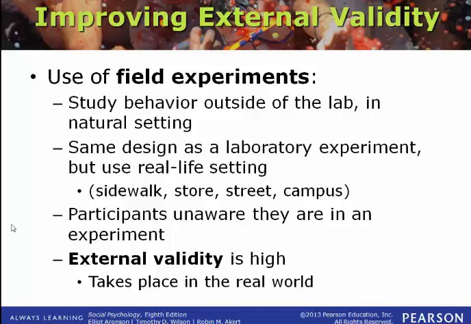Perhaps then students, or whatever your participants are, would be more likely to behave the way they normally would or to give you the answers that they normally would, right? So if we do our experiments out in the real world, participants might not even be aware that they're in an experiment. I talked last time about observational research where you're just observing people. People might not even realize that they are part of your research study. Or if they do realize it, they may not understand the true purpose, or they may just be more comfortable here. So external validity is high because it takes place in the real world. That means it is likely to generalize to those other situations as well.